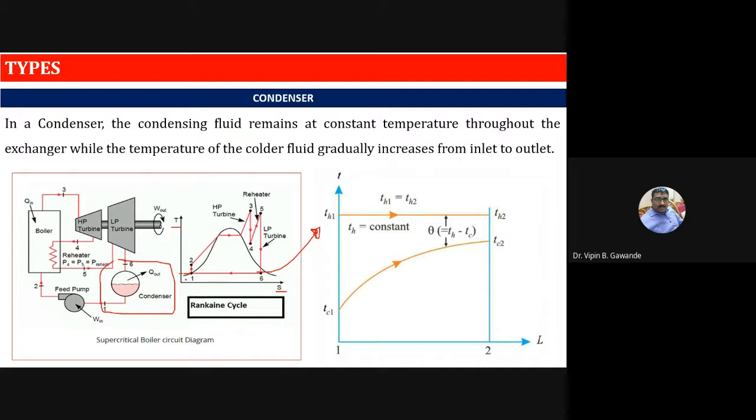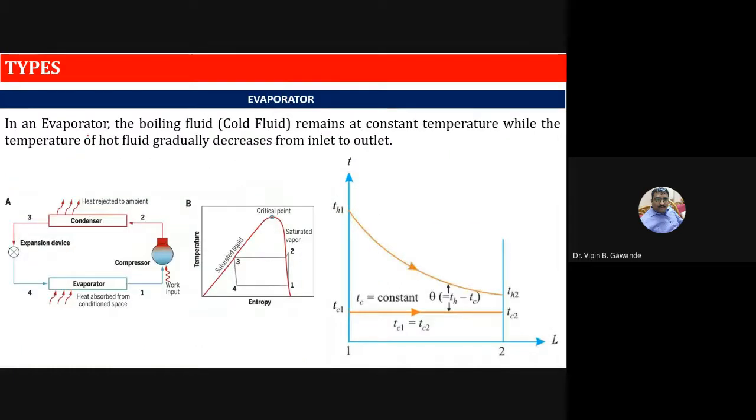Okay, and that is occurring at what? The constant temperature. Okay, constant temperature is there. Okay, and this is the final graph for the condenser. Now let us discuss the fourth type, that is the evaporator.